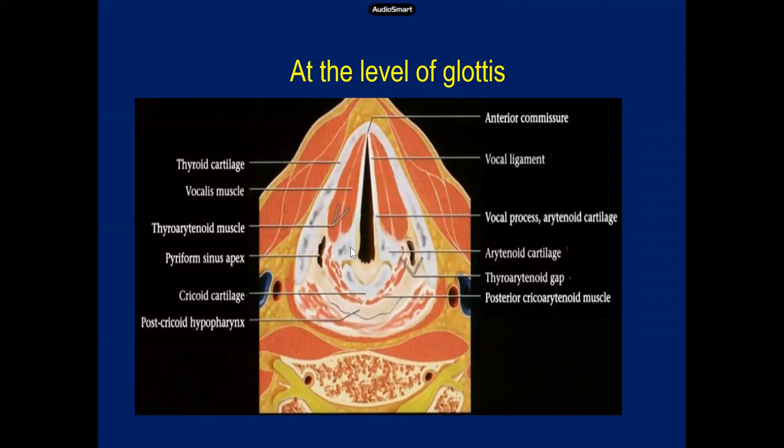You see the vocal process of the arytenoid cartilage. And then you have the vocal ligament. The vocal ligament extends from the vocal process of the arytenoid cartilage to the thyroid cartilage. Then you have a muscle called the thyroarytenoid muscle, with a medial and lateral belly. The medial belly of the thyroarytenoid muscle is called the vocalis muscle. The vocalis muscle originates from the thyroid cartilage and is inserted into the vocal process of the arytenoid cartilage.